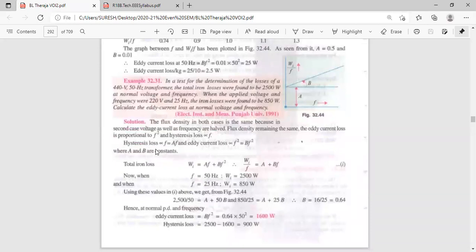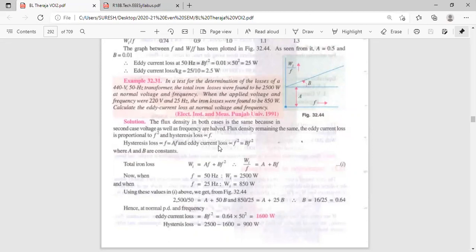Note down here. WH is proportional to F. Write down. Hysteresis loss WH is proportional to F. Remove the proportionality sign. Take one constant A. Remove this proportionality sign and take is equal to and constant A, so WH is equal to AF. Write down. WH is equal to AF.